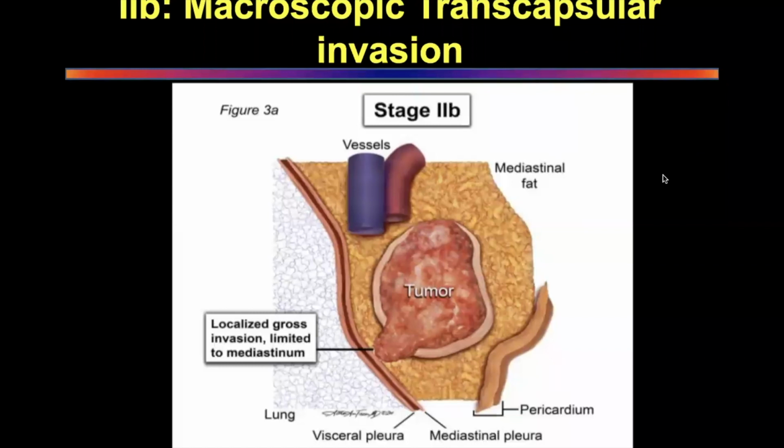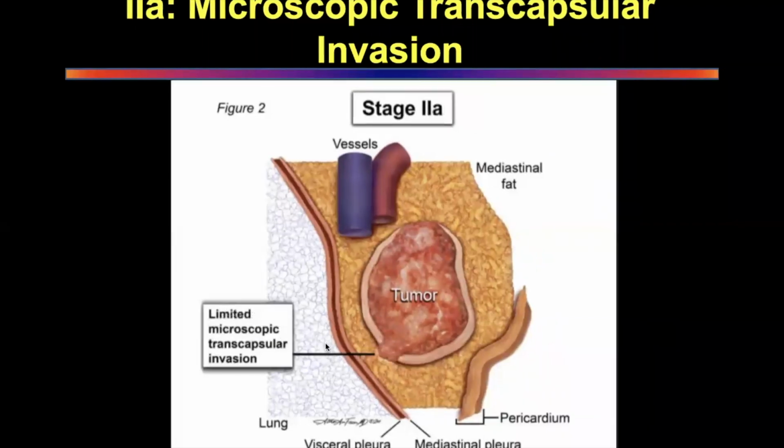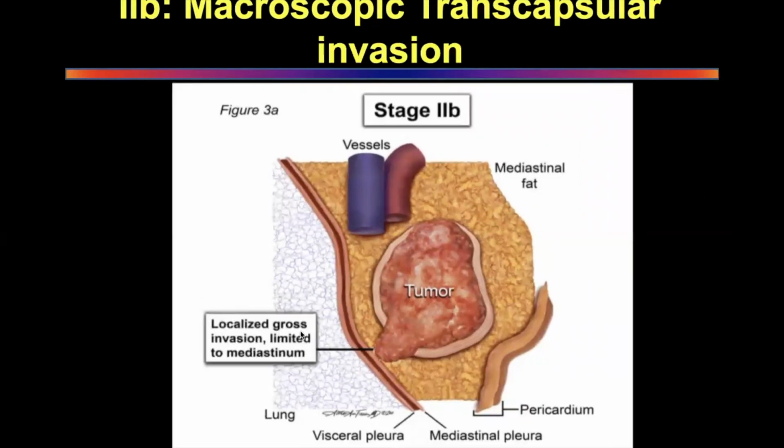Stage 2B is when the outer margin has been breached, but it is not microscopic, it is gross invasion. So you can physically see the tumor gone, but it is still limited to the mediastinum. So come back to 2A. 2A is microscopic invasion of the outer margin of the capsule. 2B is gross invasion of the mediastinal fat, but limited to the mediastinum.